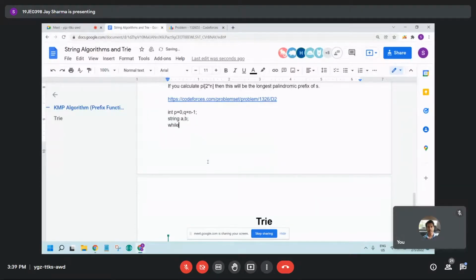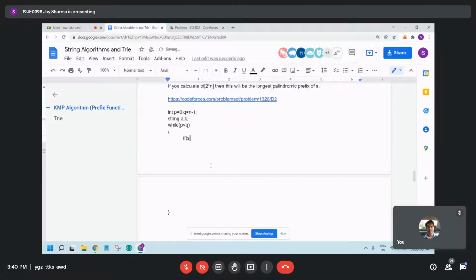Let it be less than Q. While P is less than Q, we will be checking the ith character from the start; if that is equal to the pth character from the end, then we can say that it can be included.